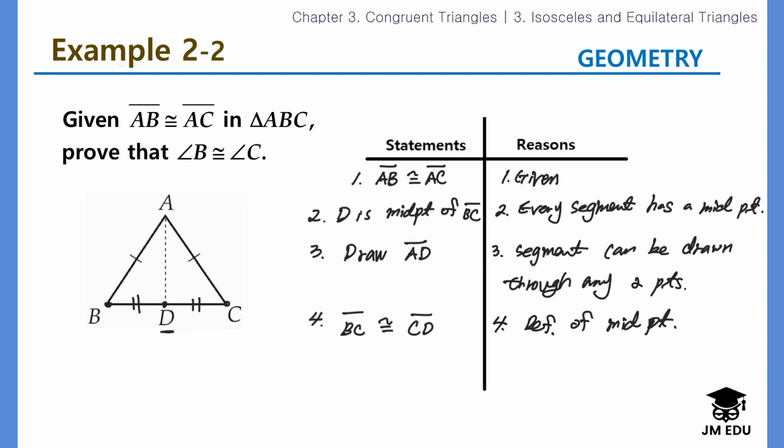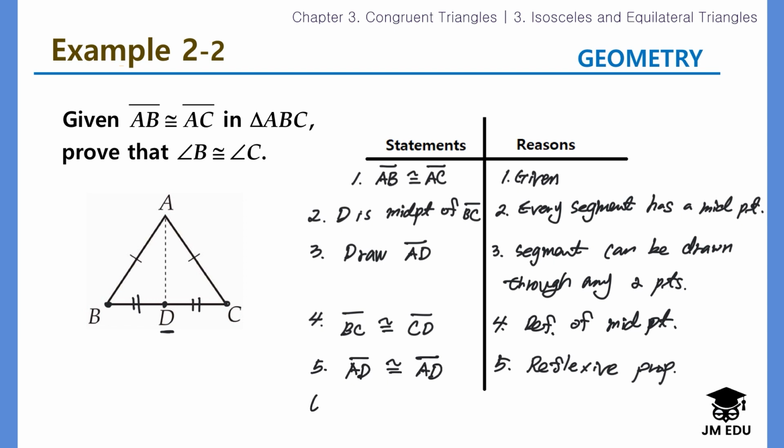So far so good. And when we look at this triangle right here and this triangle right here, they are sharing this side AD, right? So we can say side AD is congruent to side AD, right? This was the reflexive property, remember? Reflexive property.